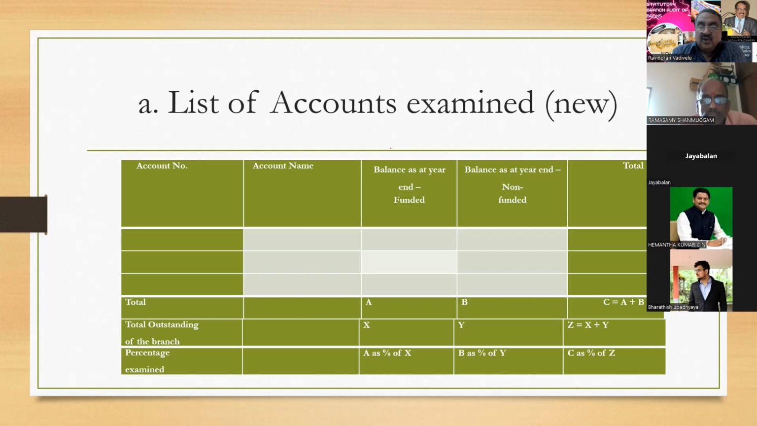In case you are verifying jewel loan accounts, you have to verify the jewel loan account number as well as the party's name, what is the outstanding, what is the non-funded advance, and what is the total advance that you have verified, and you have to state the percentage of examination.